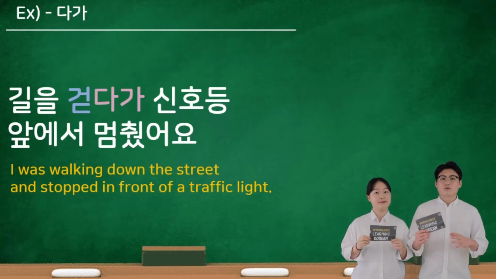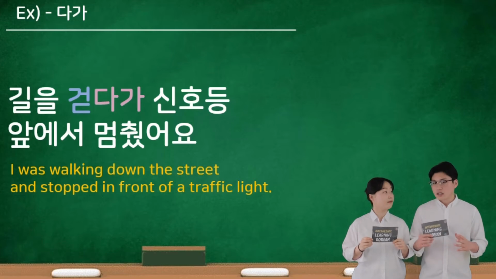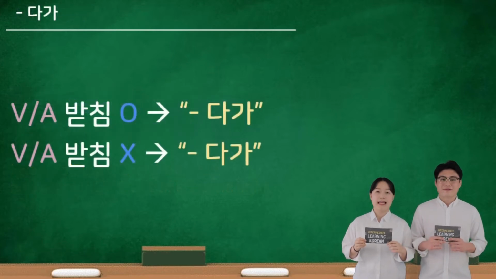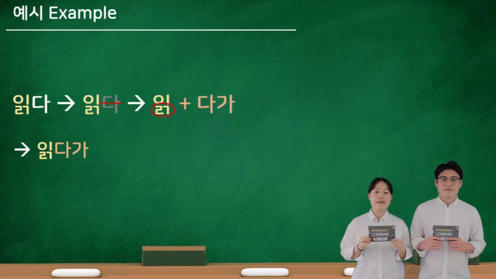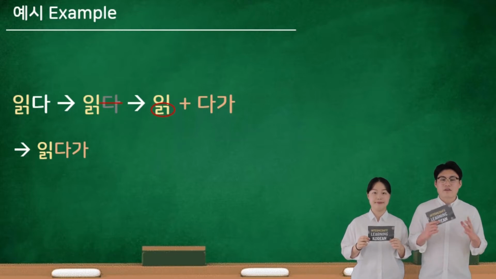Yes, but when do we use 다가? Teacher Grace? 다가 has the same form, which does not change depending on whether there is a final consonant or not. First, if you remove 다 from the basic form of a verb, the stem will remain. After that, 다가 is added. Next, if there is a final consonant in the stem of a verb, 다가 is used.